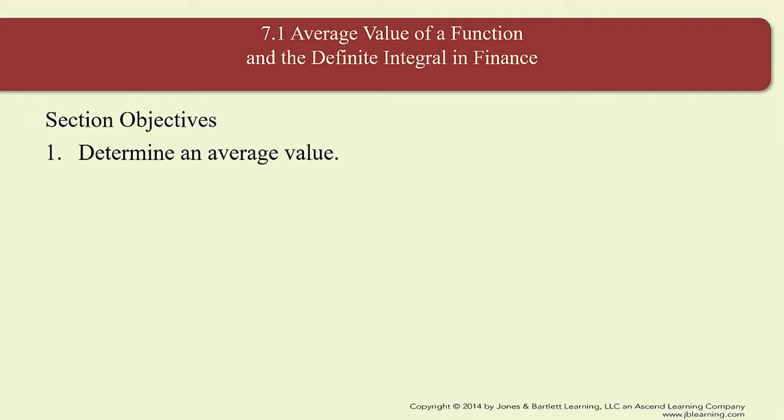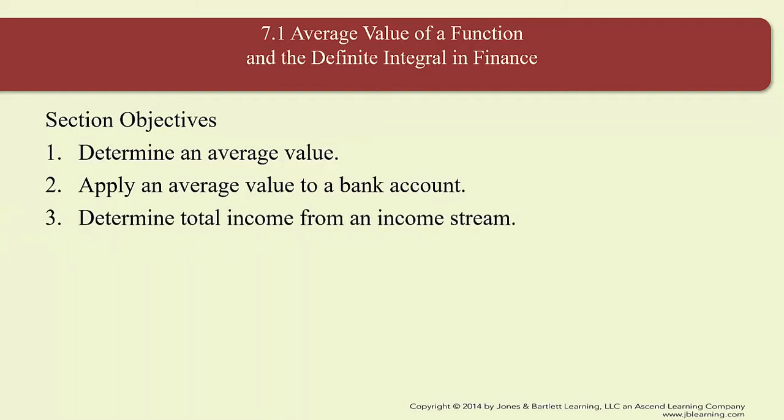So the objectives we're going to look at in this section are Objective 1, how to determine an average value. Objective 2, apply an average value to a bank account. Objective 3, determine the total income from an income stream. And then Objective 4, determine the future value of an annuity.